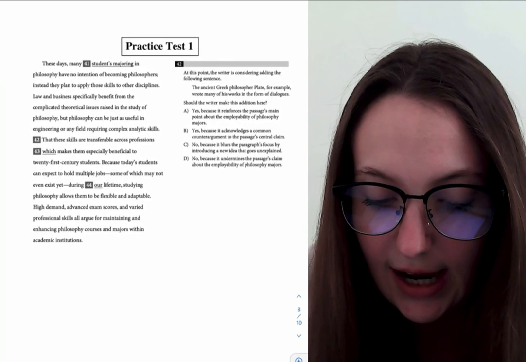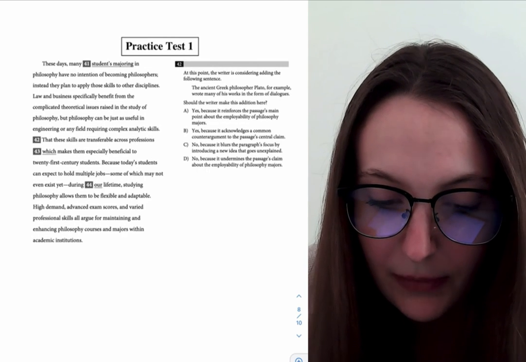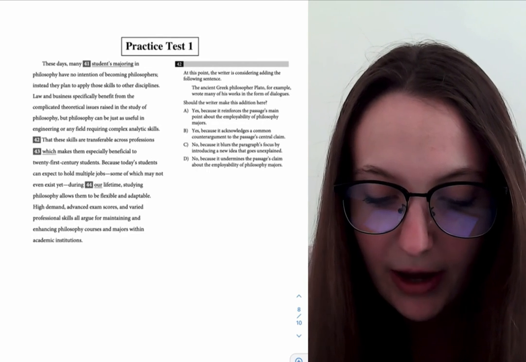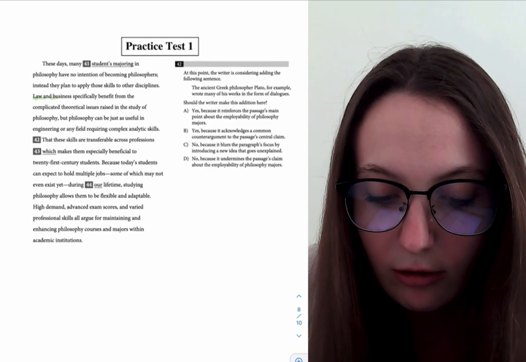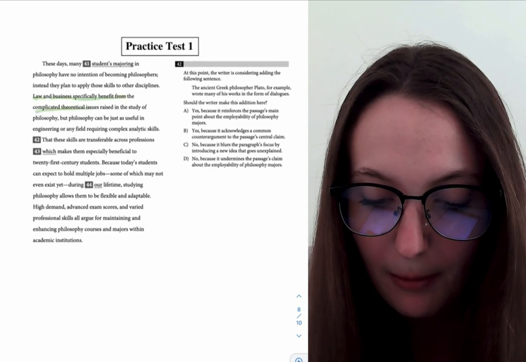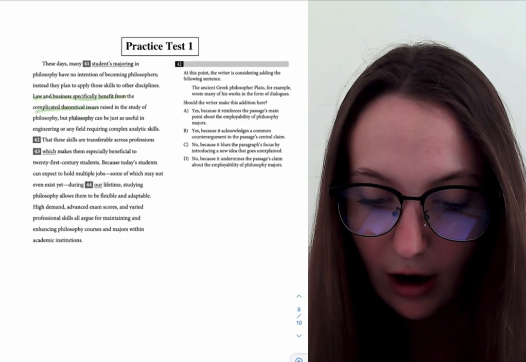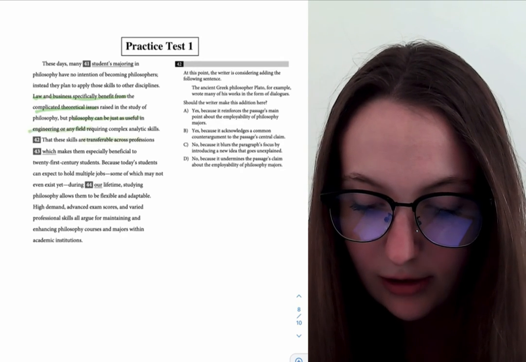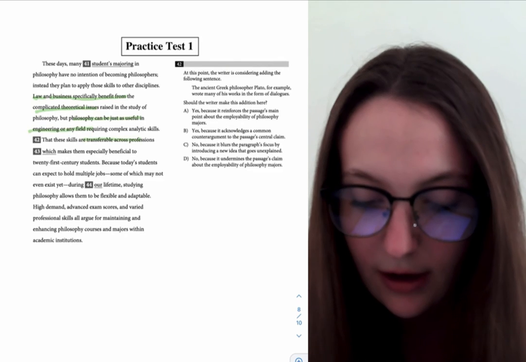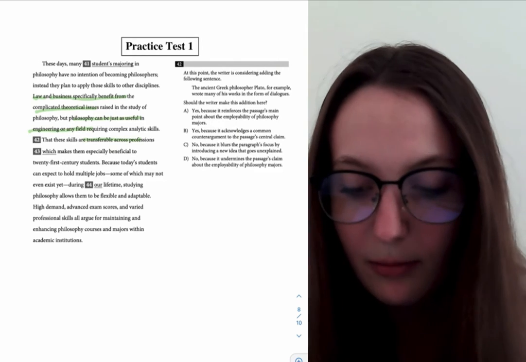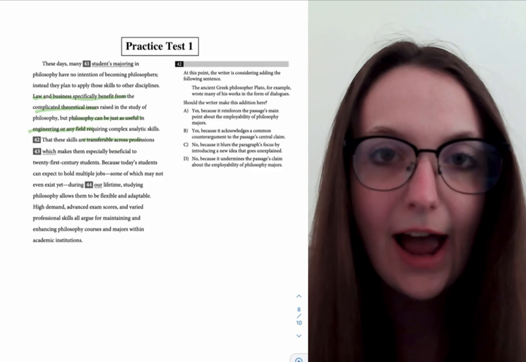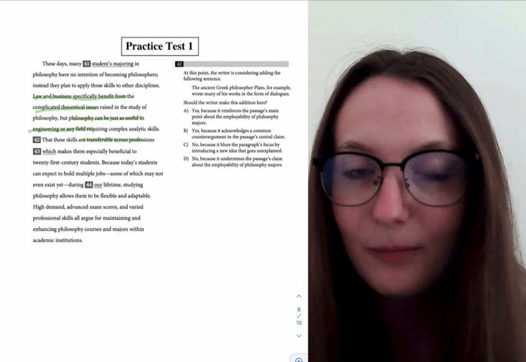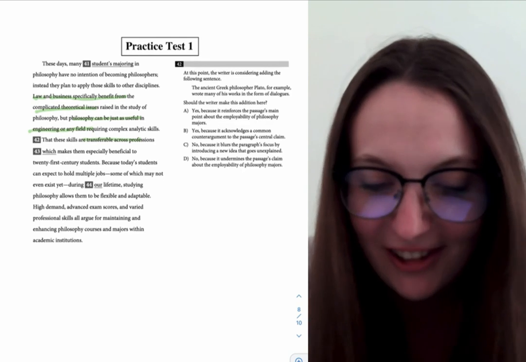We can see in the surrounding area, we're talking about basically all of the benefits of philosophy. Law and business benefit from the complicated theoretical issues. Philosophy can also be useful for engineering. It's transferable across multiple professions. It's good to have philosophy for any profession that you do. Fun fact, I actually majored in philosophy, so I'm a big fan of this passage, obviously.